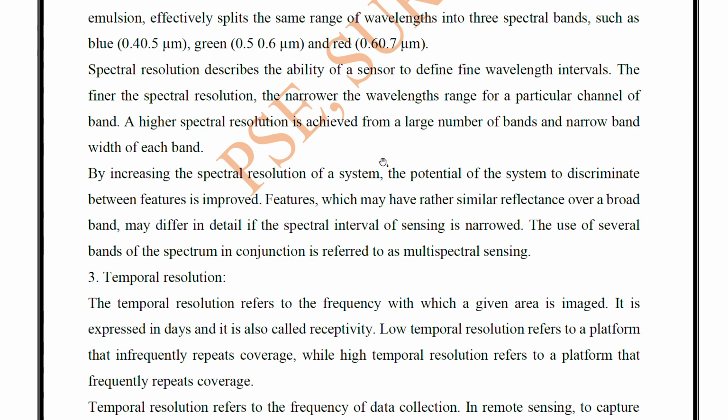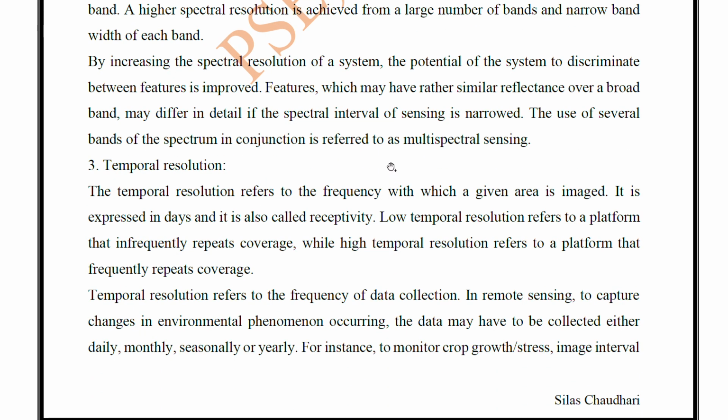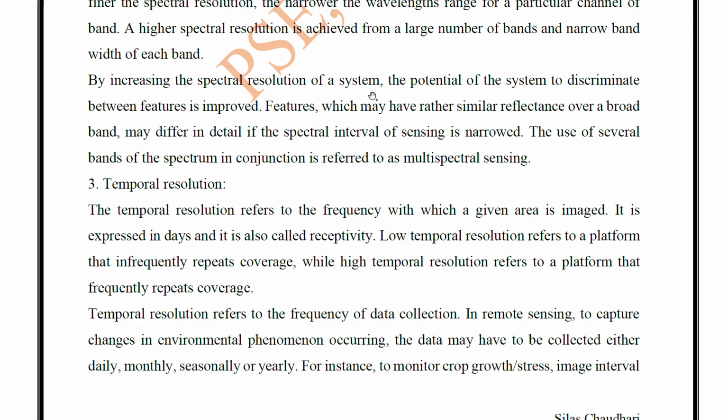By increasing the spectral resolution of the system, the potential of the system to discriminate between features is improved. Features may have a rather similar reflectance over a broad band but may differ in detail if the spectral interval of a sensor is narrowed. The use of several bands of a spectrum in conjunction is referred to as multispectral sensing.